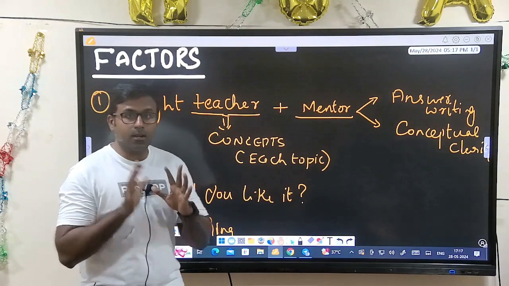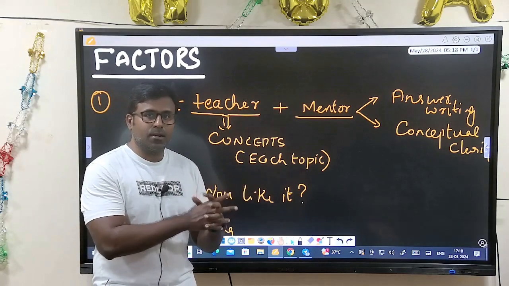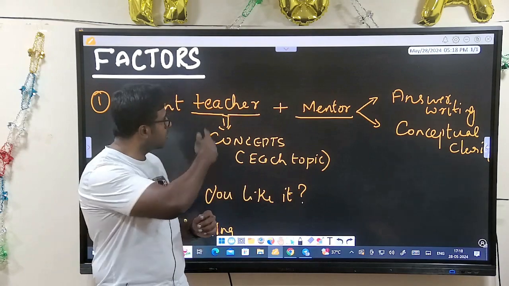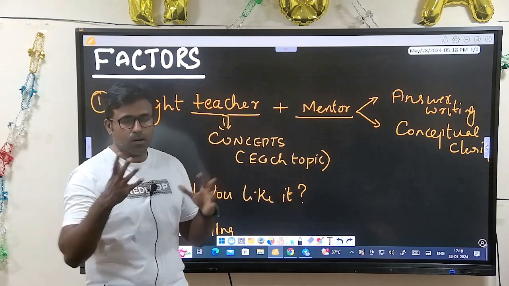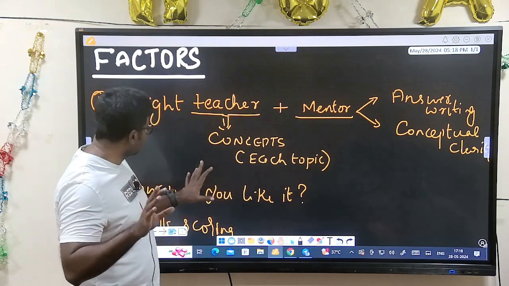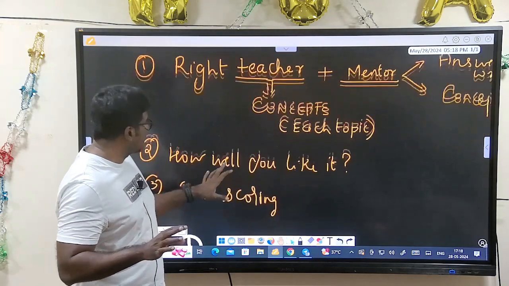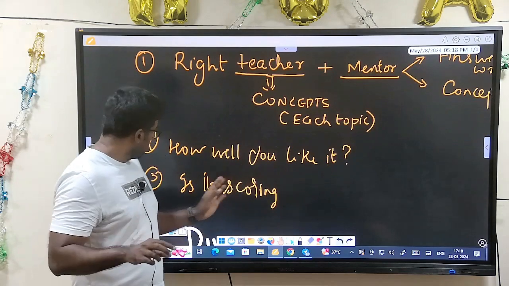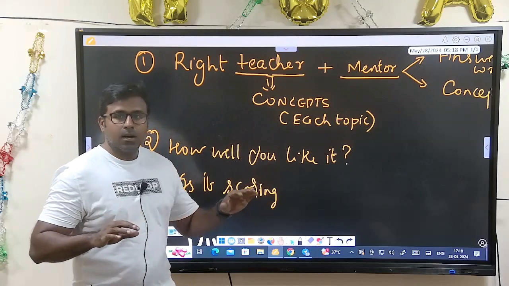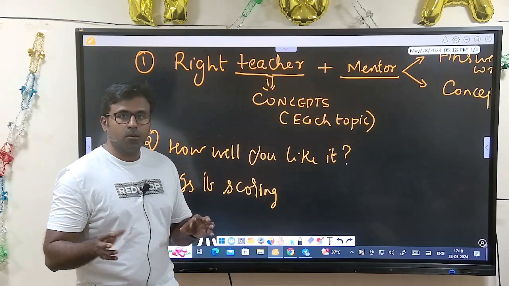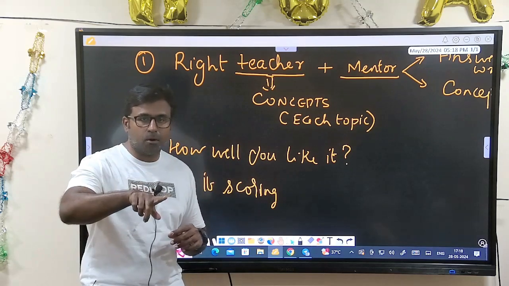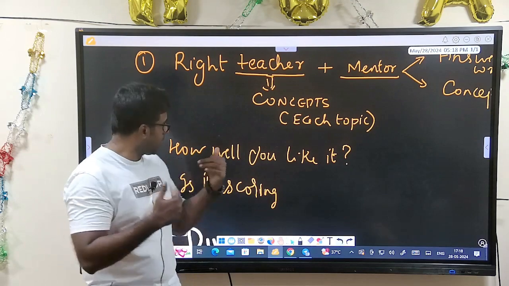I feel that in GS, yes, we can read, and optional also we can read. But optional has some kind of specialization, which I showed you. Some subjects are very specialized. So what I insist on is three factors. First is the right teacher, then how well you like it, then is it scoring. These three factors are very, very important, more than the factor you consider, that the syllabus will overlap with GS. That's not a factor I'm going to consider.